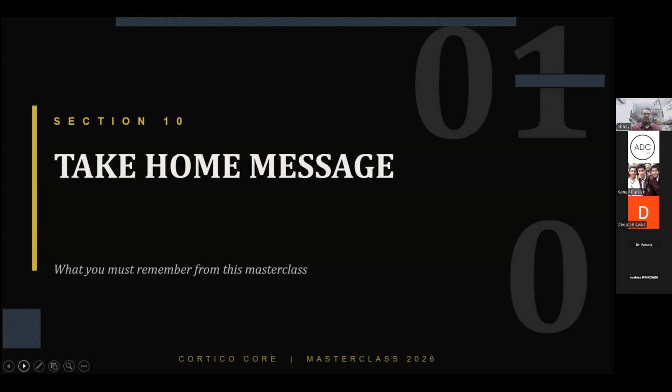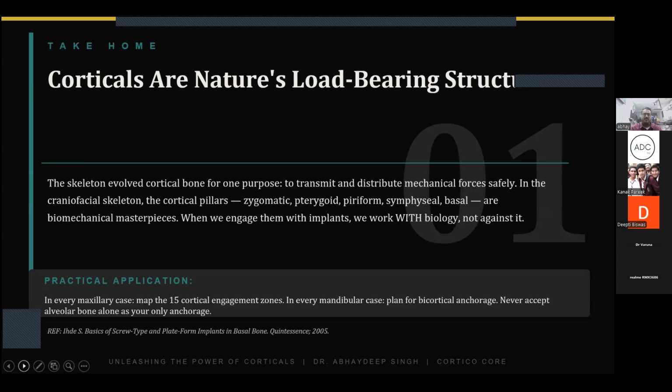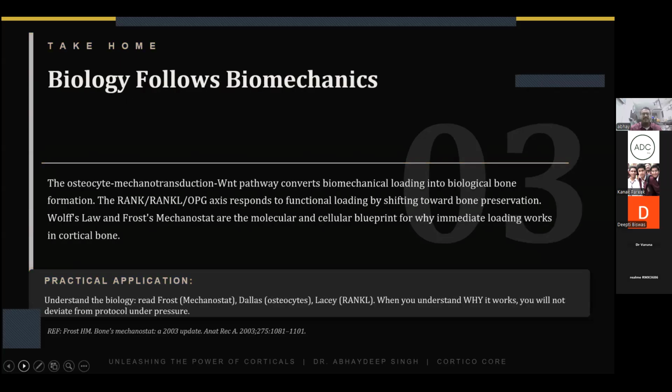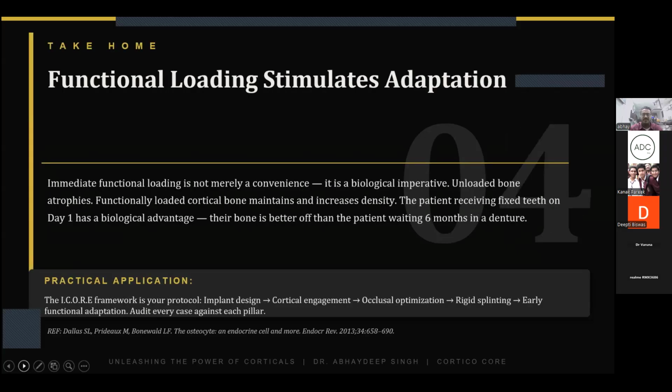What are the take-home messages? Corticals are nature's load-bearing structures. You do not avoid them, you engage them. Immediate loading succeeds because of cortical engagement only. The biology follows biomechanics, and functional loading stimulates bone adaptation. So you do not need to worry about osseointegration.